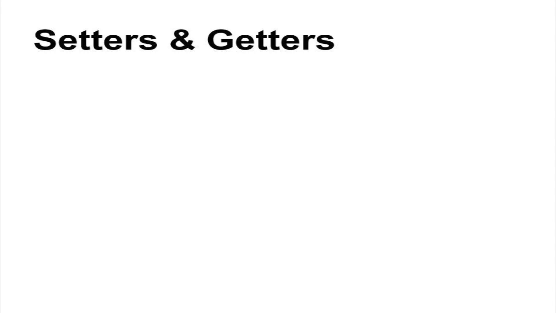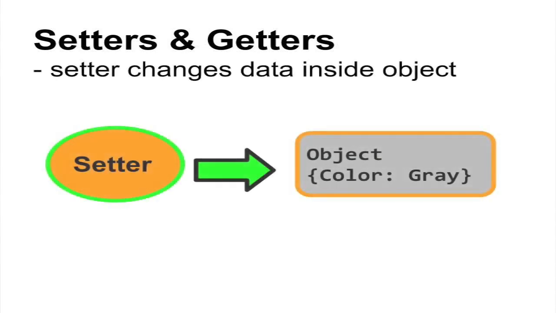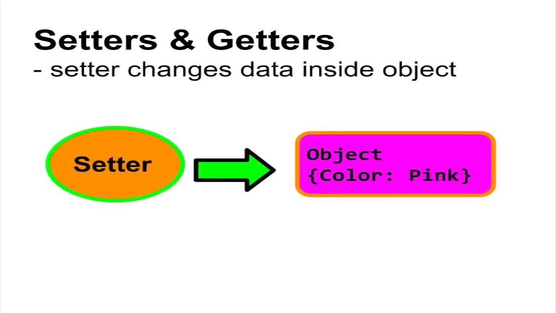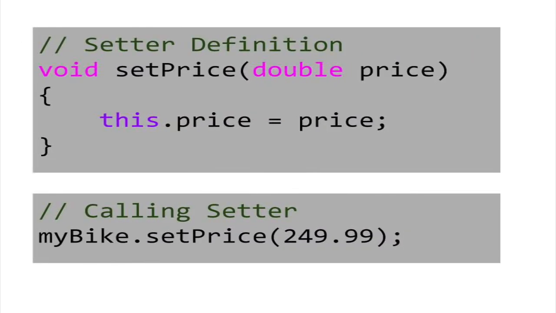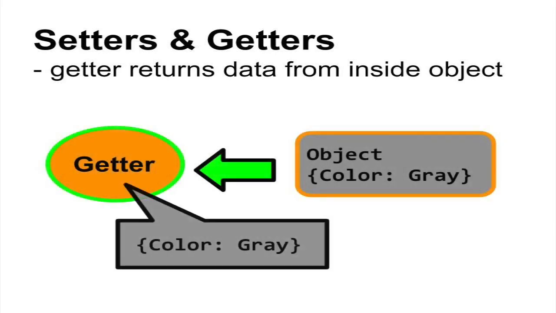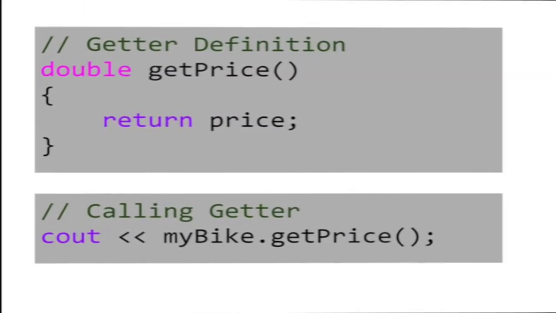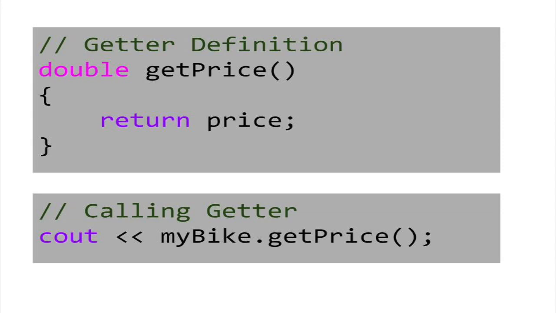Besides constructors and destructors, objects have two other kinds of methods, setters and getters. A setter is a method that changes the data attributes of an object. For example, setPrice will take a floating point number as a parameter and set the price variable to the value passed in. A getter method retrieves the data of an object. A getter doesn't change an object, but rather lets you peek inside of it. For example, we can give the bike class a method called getPrice that returns the value inside the price variable.